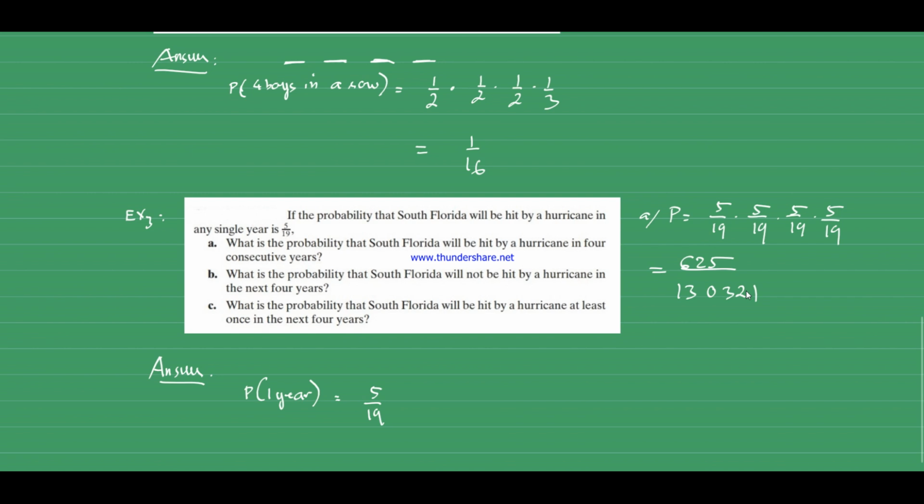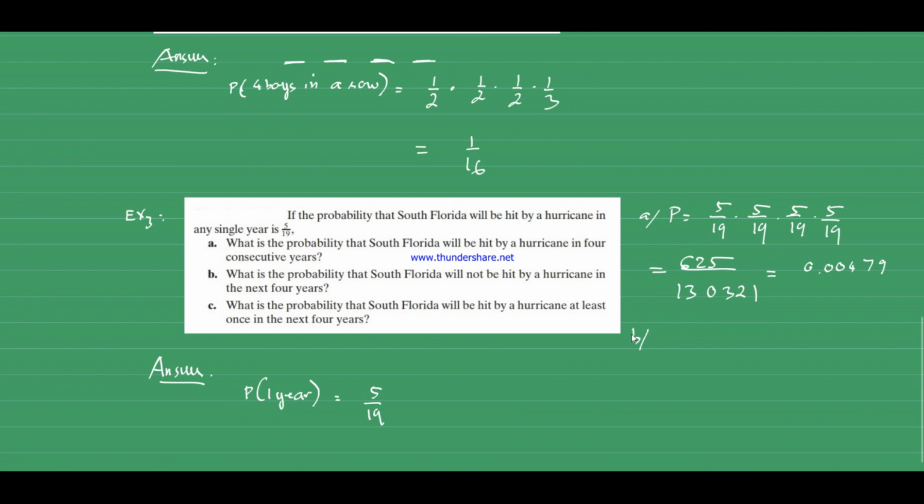Okay. So if you do the division, it's kind of small. It's only 0.000479, so it's about 0.05%. It's not a lot. Okay.